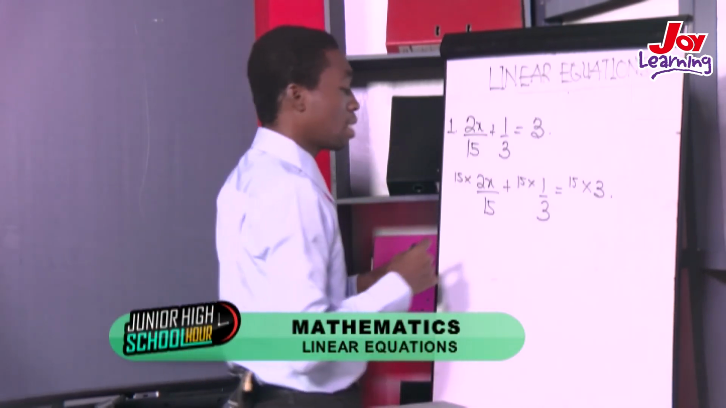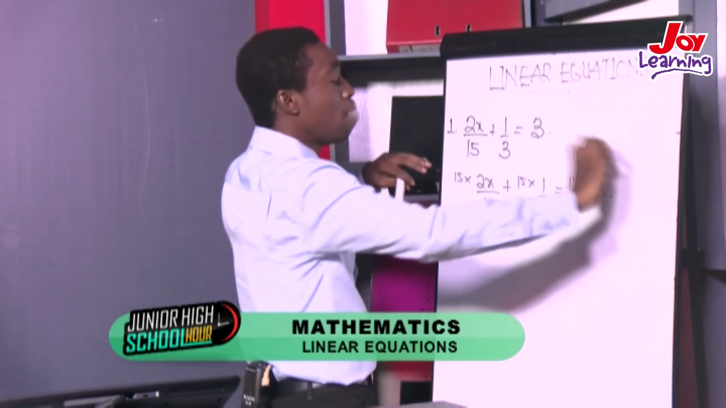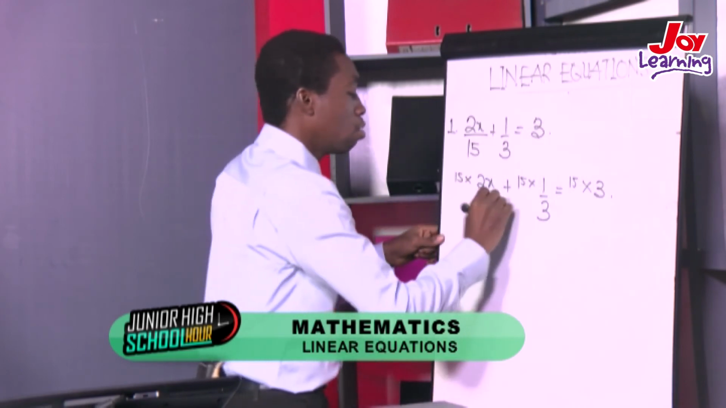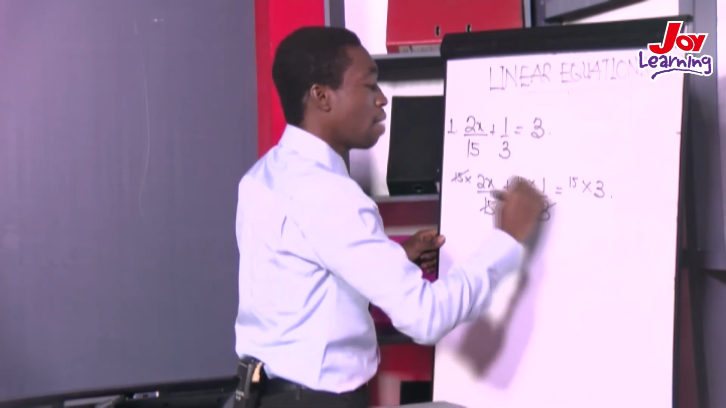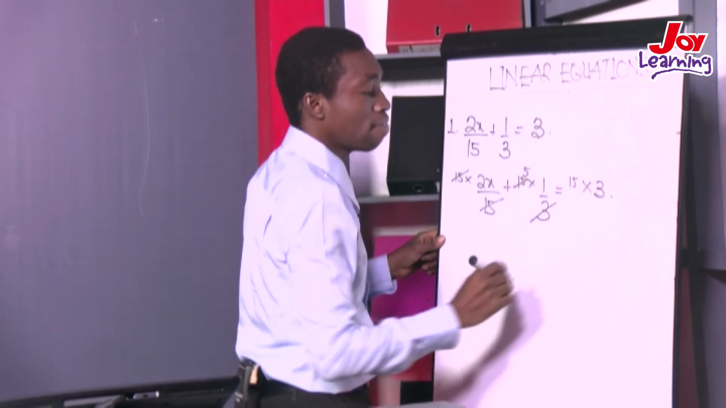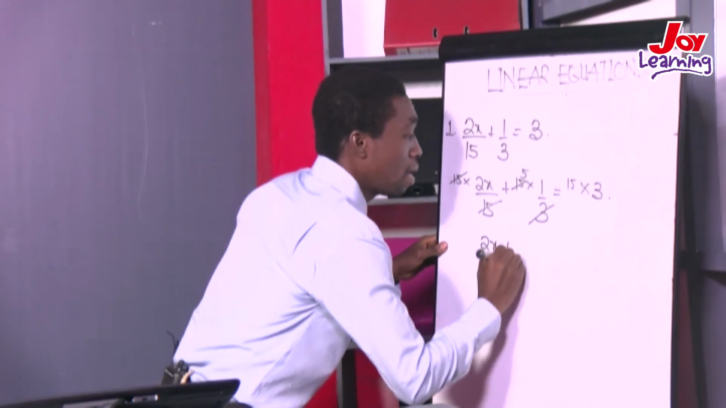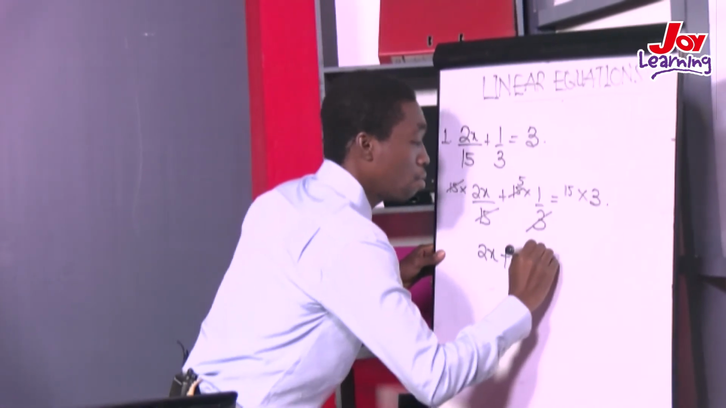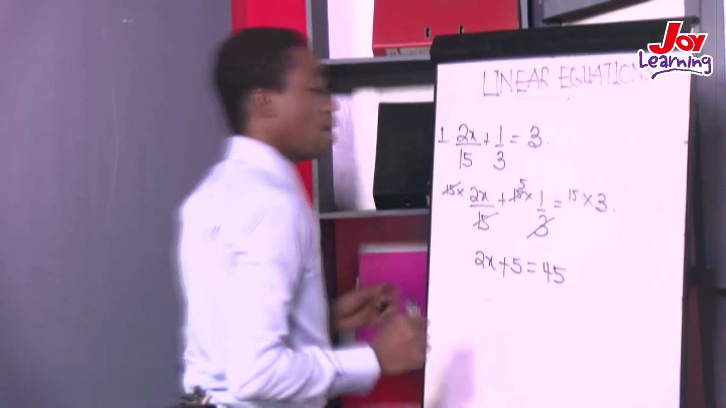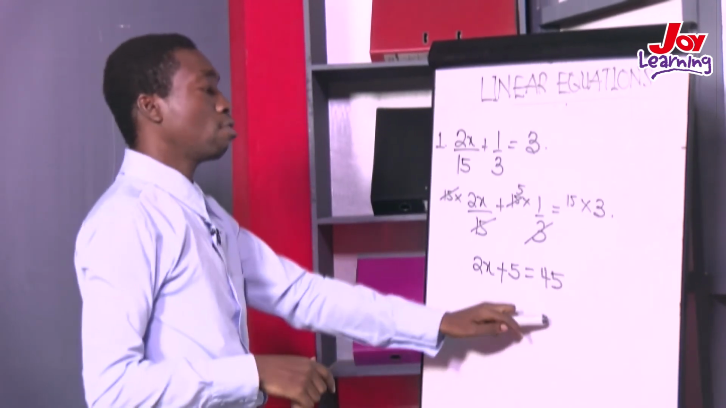Okay, so that will really cost us. So we multiply through by 15, so it cuts across. So 15 cancels out 15 over here, 3 cancels out 15, leaving it with 5, and we have 15 times 2 over here. So here we have 2x plus 5, that's 5 times 1, equal to what? 45. So this becomes our new equation.